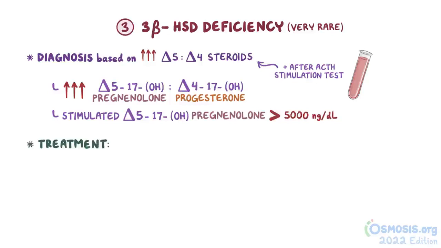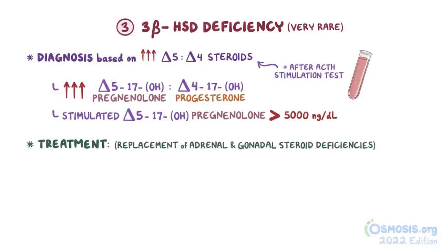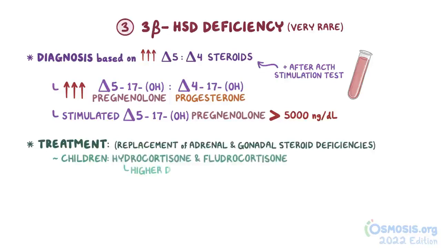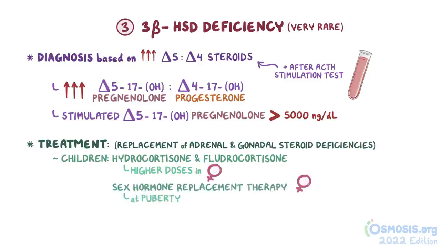Treatment of 3-beta-hydroxysteroid dehydrogenase deficiency must include replacement of both adrenal and gonadal steroid deficiencies. In children, replacement doses of hydrocortisone and fludrocortisone are sufficient, with somewhat higher doses in females to prevent excess production of androgens from adrenal precursors. Additionally, sex hormone replacement therapy should be initiated at the expected time of puberty with estrogen and progesterone therapy in females and testosterone in males.